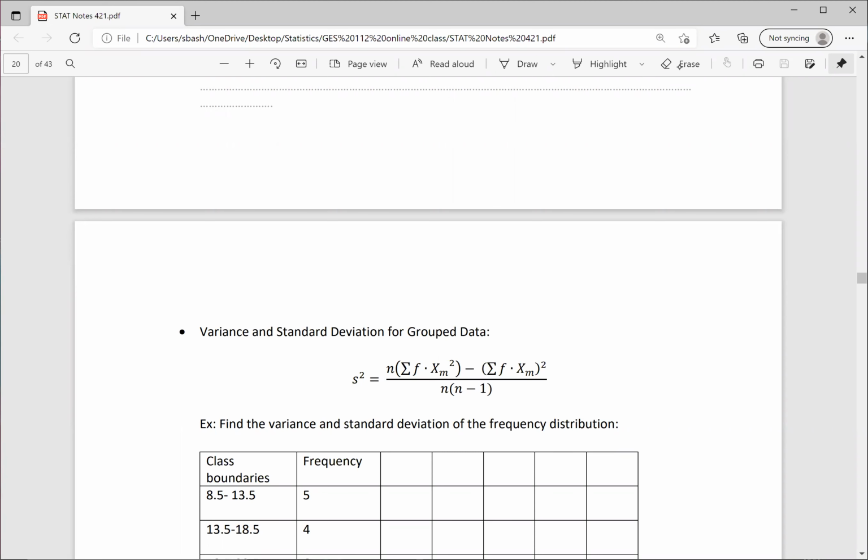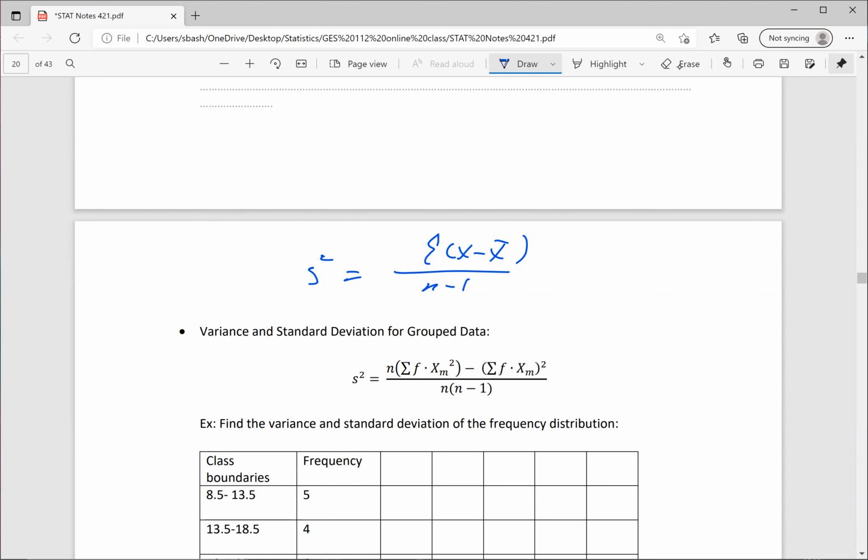Remember that the variance for the ungrouped data was given by s squared equal to sigma of (x minus x bar) squared divided by n minus 1. This is for the sample, and it is divided by capital N if we speak about the population. X bar is the mean of the sample. This was for the ungrouped data.